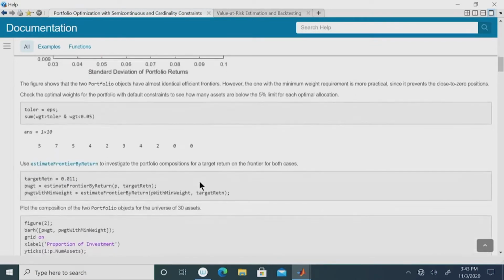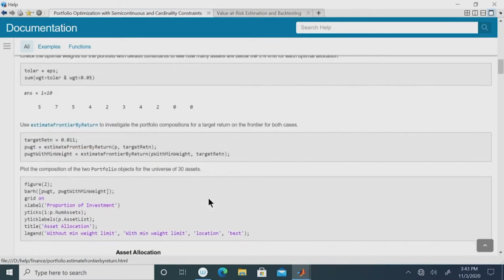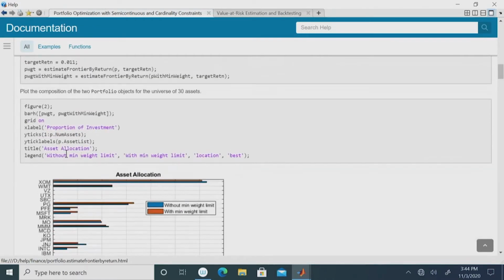Okay. So, now once we have done this efficient frontier by accounting for the minimum weight constraint, we then move on to a scenario where we set a target return on the portfolio for both the cases. Suppose that we set the target return to be 0.011 or 11% target return. With that target return, you can calculate the efficient frontier and then you can calculate the weights.